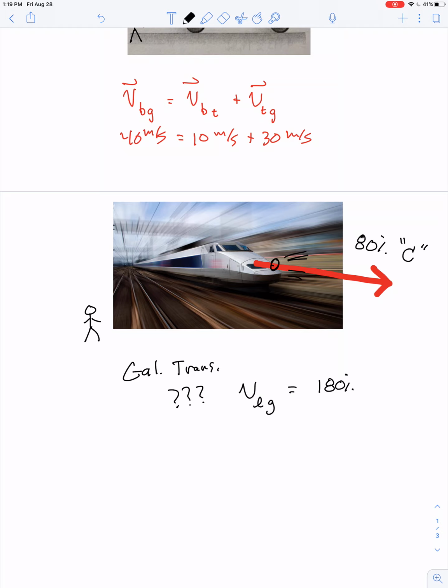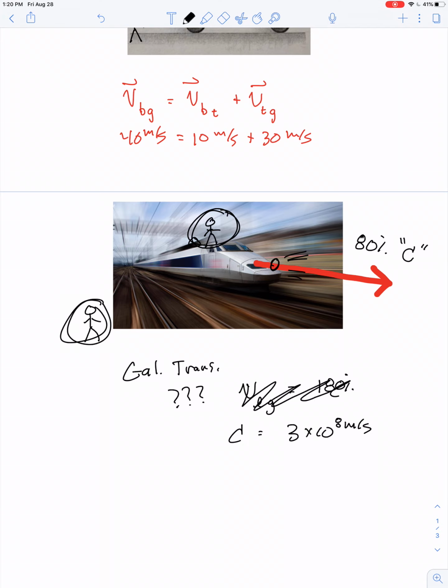So it turns out that an observer aboard the train and an observer on the ground would both determine that the speed of light in any case is 3 times 10 to the 8th meters per second. So how could this be? How could two people both give the same measurement?